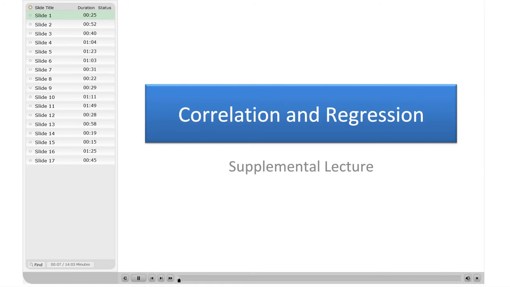for correlation and regression. Regression is a technique that you use if you want to find a mathematical relationship between two variables. More specifically, if you want to find an equation that you can use to predict the value of one variable based on the value of one or more other variables. And this is also related to the concept of correlation.